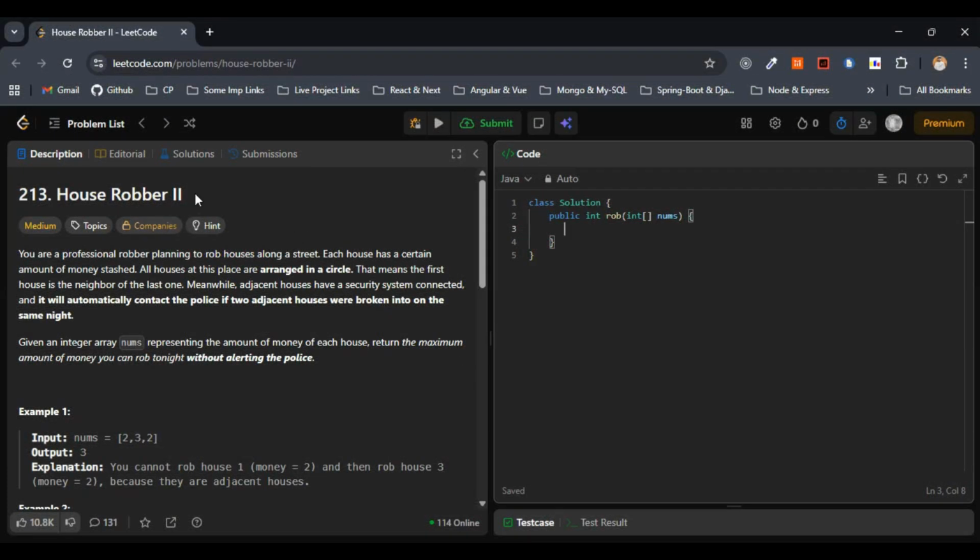Hello everyone. So today let's solve problem number 213, House Robber 2. We have already solved House Robber 1, right? So let's solve House Robber 2. This is an easy one. Let's solve this one very quickly.